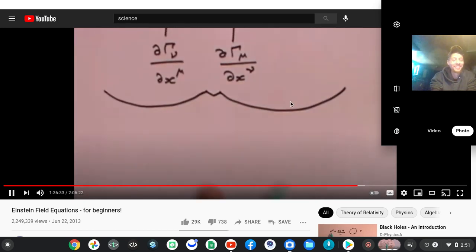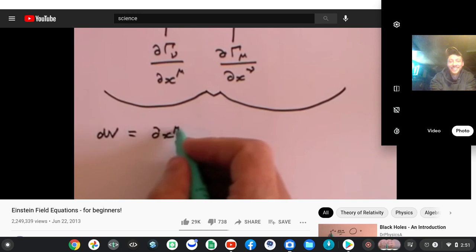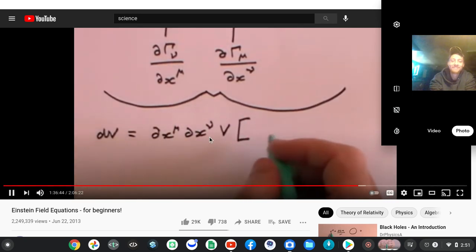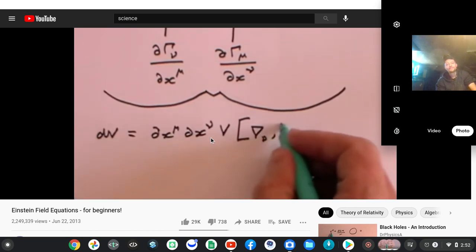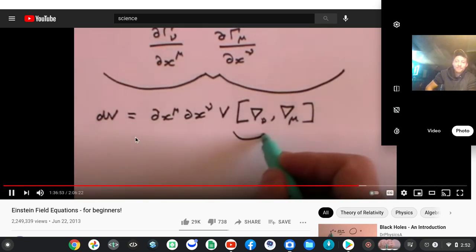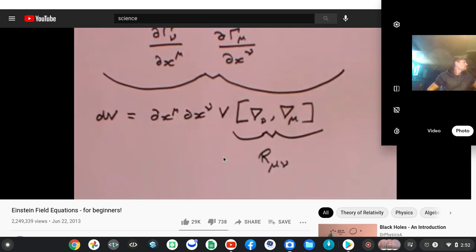What we've just shown is that the change in the vector, remember the angle of the vector rather than the length, is equal to dx mu dx nu times v times the commutator of covariant nu and covariant mu, and that term we said was the Riemann tensor, but for our purposes it's also the Ricci tensor. So let's just take stock of where we've got to.